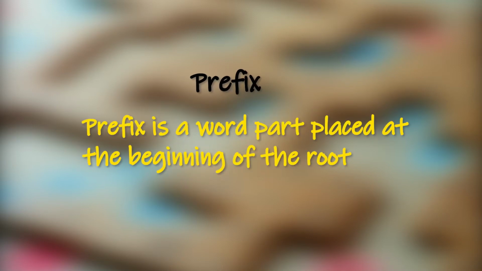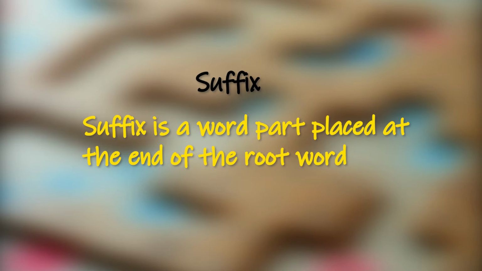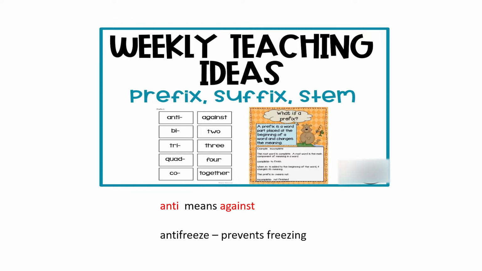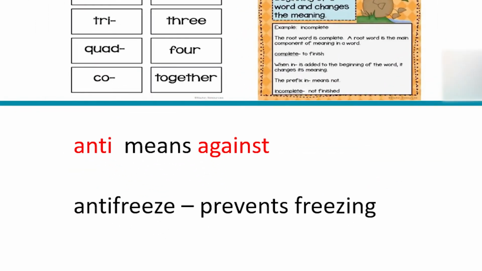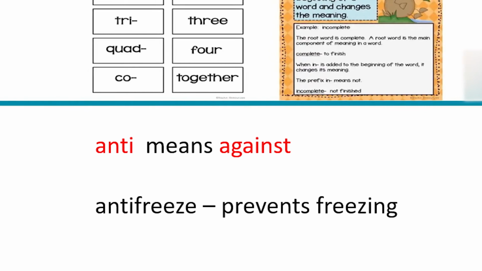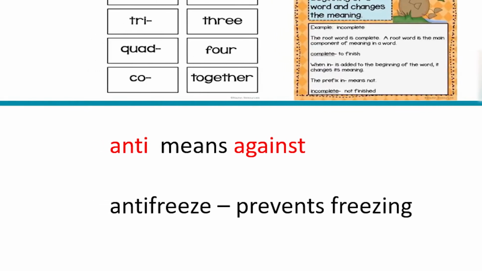The next technique is prefixes and suffixes. A prefix is a word part placed at the beginning of the root word, whereas a suffix is a word part placed at the end of the root word, thereby changing the meaning. For example, unhelpful. Here, un is a prefix and ful is a suffix. If the students know the meaning of the prefix anti as against, then they may easily understand the meaning of antifreeze as something that prevents freezing.